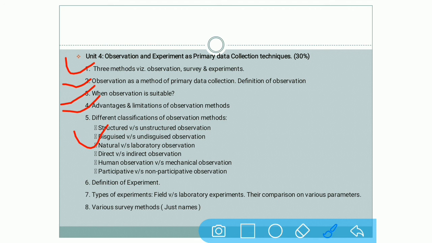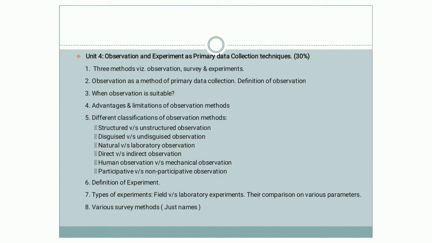So here we will go with the observation first, then we will go with the experiment. What is an experiment? Which kinds of experiments are conducted in research? Then various types of experiment and the names of survey methods. So this is the whole syllabus of our research methodology 1. Before starting with these units, firstly we will go through the different words for explanation so that we can easily understand this subject.